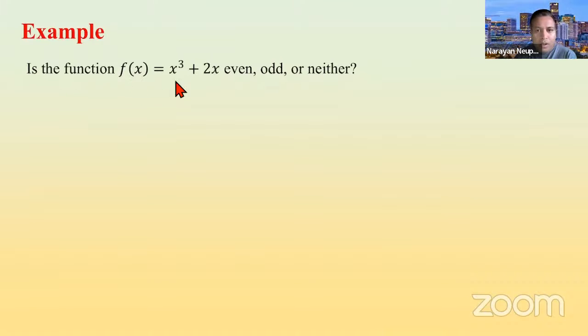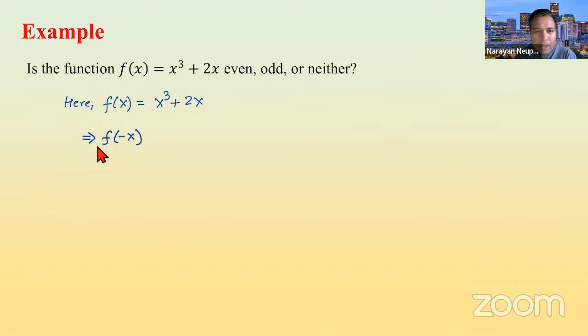So here we have this function. Let me write it down. Our function is f of x equal to x cubed plus 2x. That is the original function. Now we have to check whether this is the even function or odd function. In order to do this, you have to plug in negative x for x.